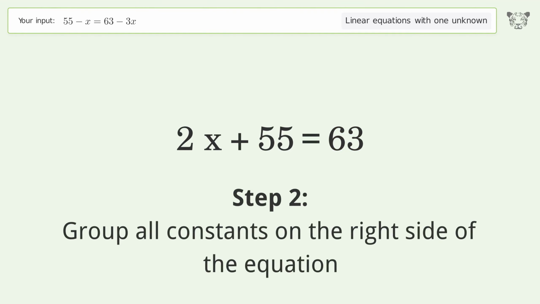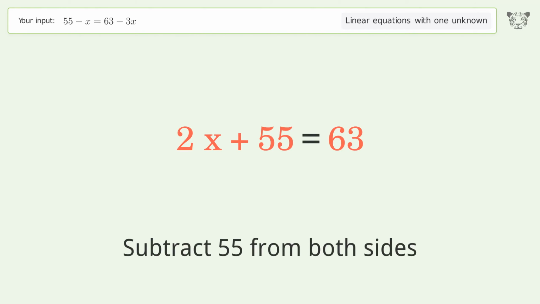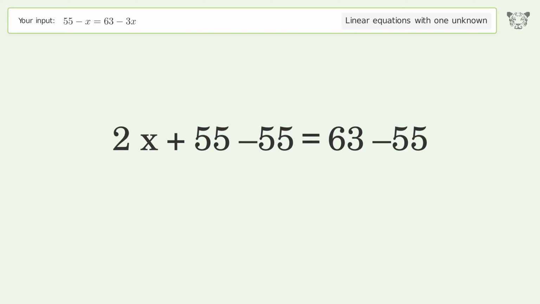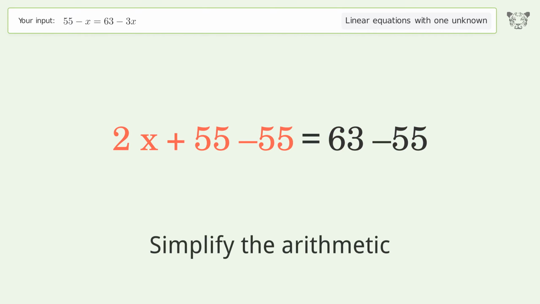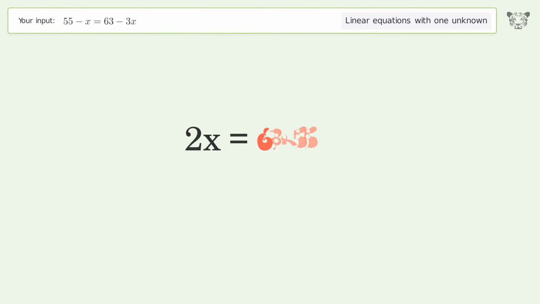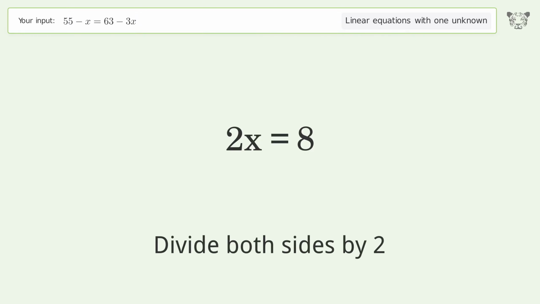Group all constants on the right side of the equation. Subtract 55 from both sides. Simplify the arithmetic. Isolate the x. Divide both sides by 2.